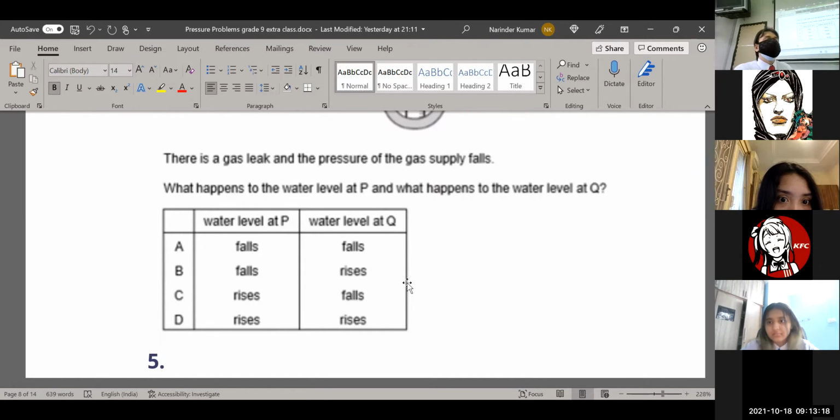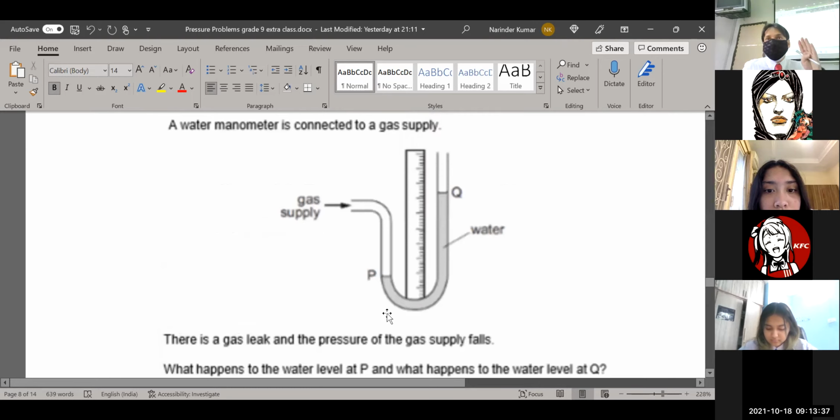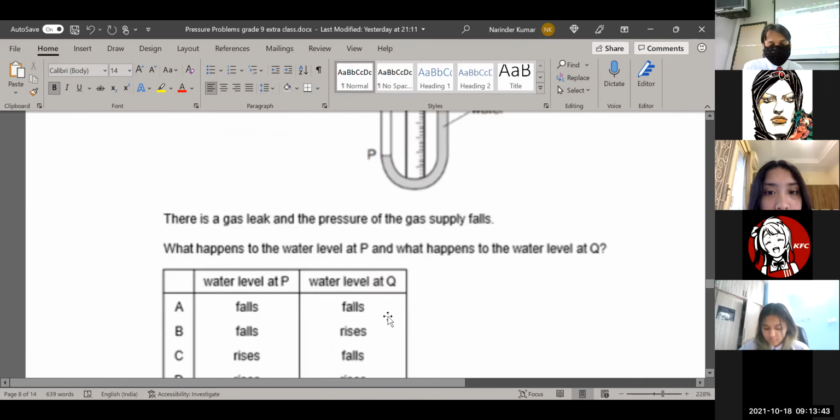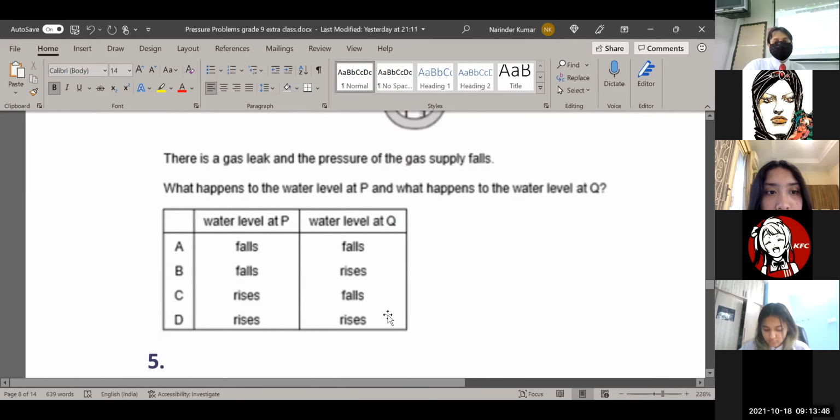Thank you. So in this situation, there is gas leakage. It means the pressure of the gas supply will slowly decrease, and the atmospheric pressure will overtake the gas pressure. So the water level at point P will go upward because the atmospheric pressure is increasing now, and the water level at point Q falls. So the right answer is option number C. Vishwa, is this clear? This is C.